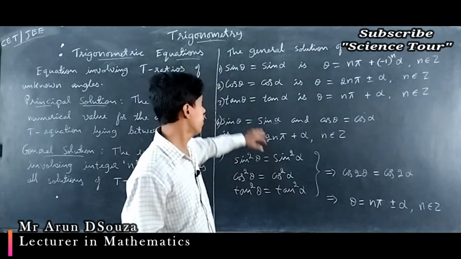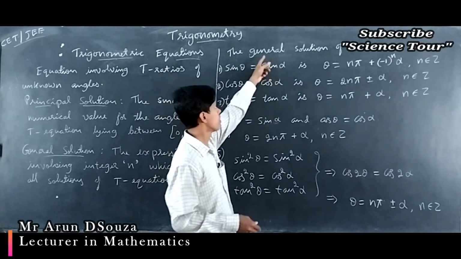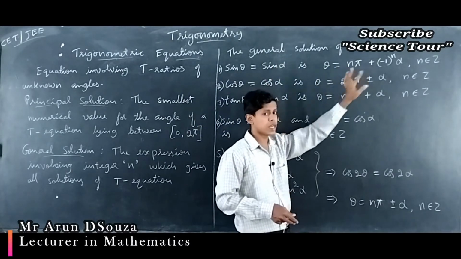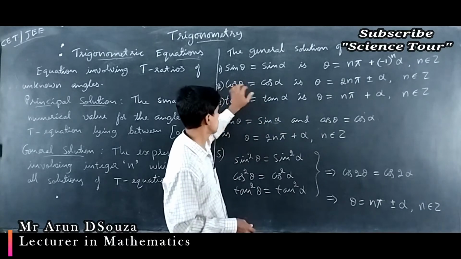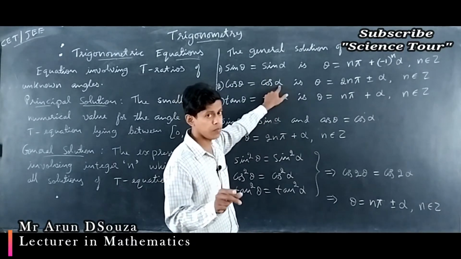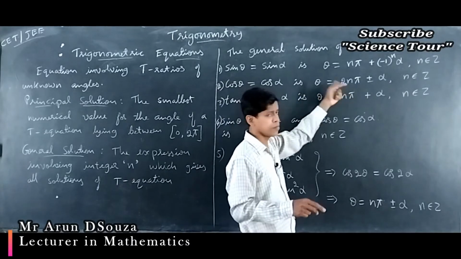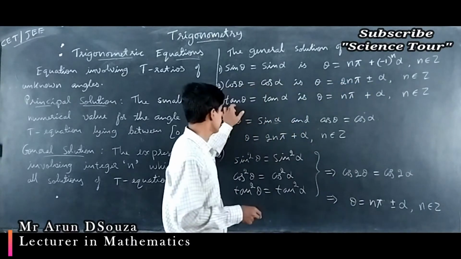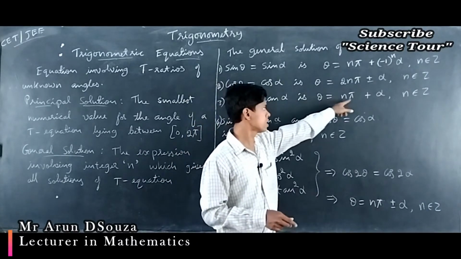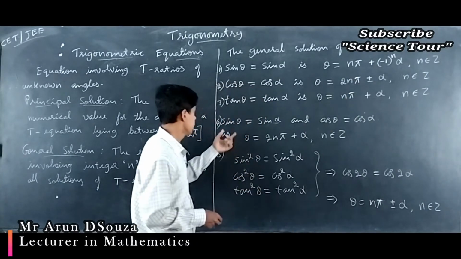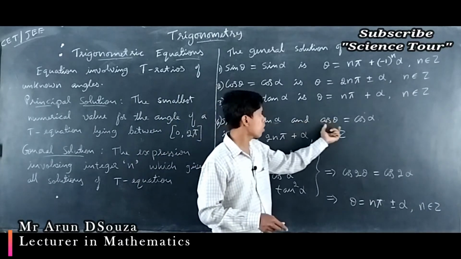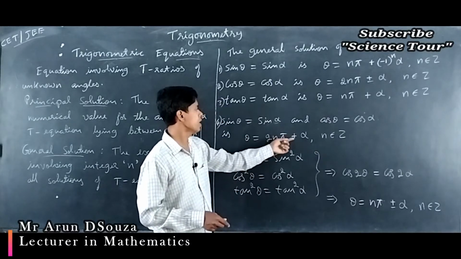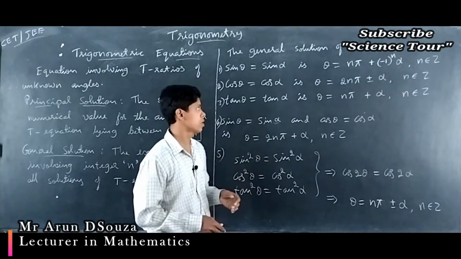There are a few formulas which you need to remember. The first one being, if sin theta is equal to sin alpha, then the general solution is theta is equal to n pi plus minus 1 to the power n alpha. And if cos theta is equal to cos alpha, alpha being any angle, then theta is 2n pi plus or minus alpha. If tan theta is equal to tan alpha, then theta is n pi plus alpha. Now if sin theta is equal to sin alpha and cos theta is equal to cos alpha, then theta is equal to 2n pi plus alpha.